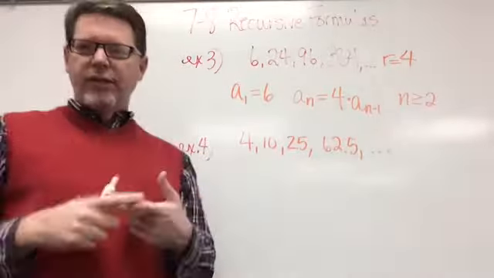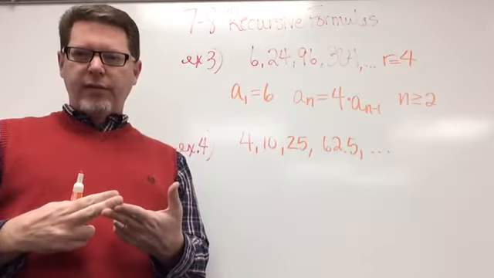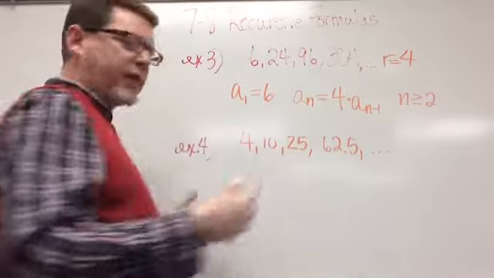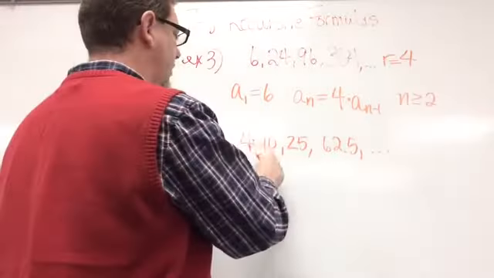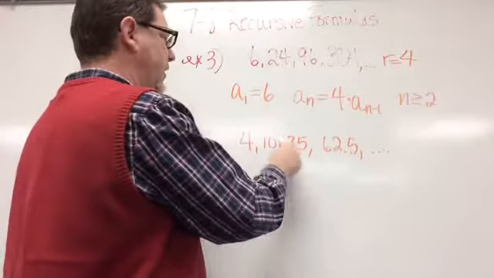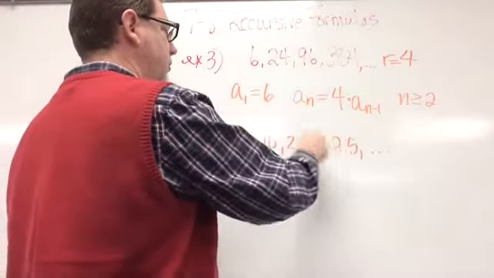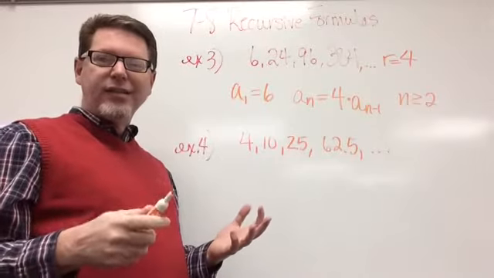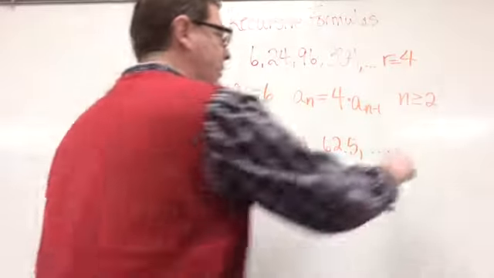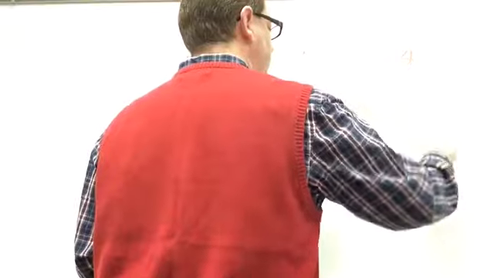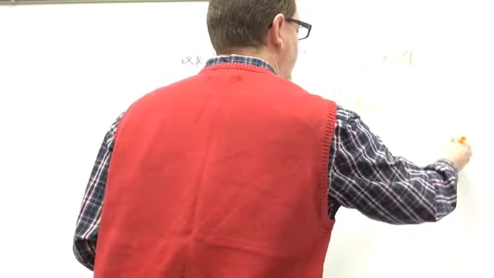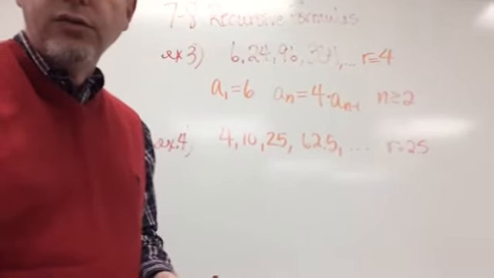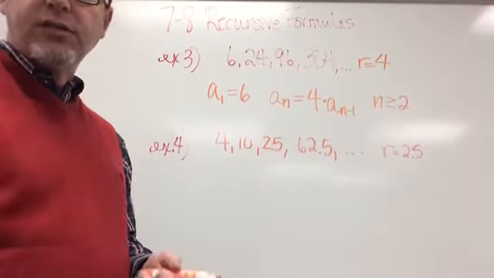Is this geometric or arithmetic? How to get from 4 to 10 is 6. Well, 10 plus 6 is not 25, so it's not that. So I could do 10 over 4, or 25 over 10, or 62.5 over 25, and you probably already figured out that that is 2.5. So my common ratio again is 2.5. I'm multiplying everything by 2.5 to get my next term.